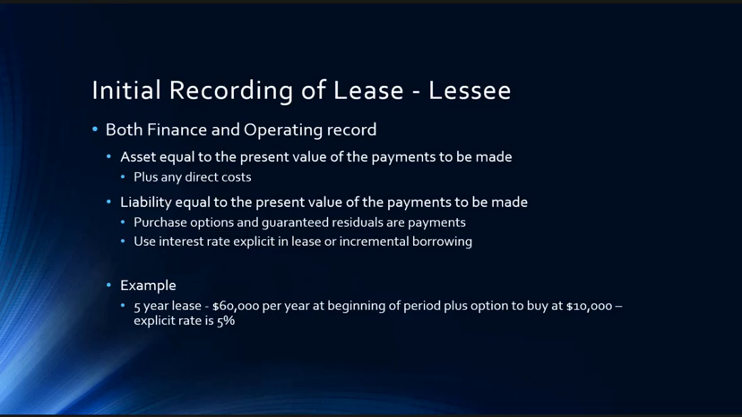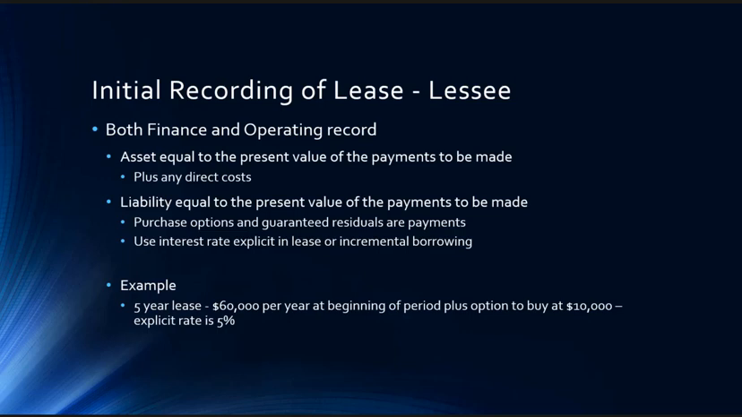You would add the direct costs to the asset part of this situation. That's the cost that you paid out, like commissions, to get the lease set up. Those are not very common, but they may come up if specifically mentioned. The liability is also equal to the present value of the payments to be made. So the end result is a debit for an amount and a credit for the same amount, almost in every case, except when there are direct costs.